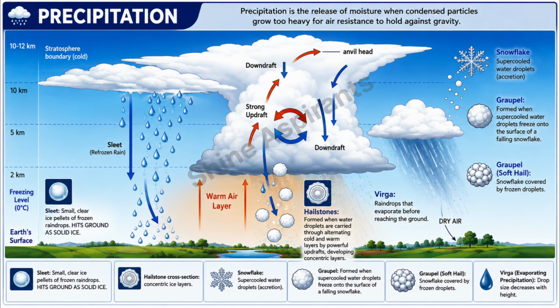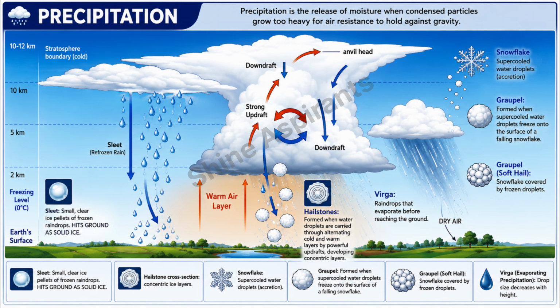Definition: release of moisture when condensed particles grow too heavy for air resistance to hold against gravity. Types of precipitation. Hailstones, formed when water droplets are carried through alternating cold and warm layers by powerful updrafts, developing concentric layers. Graupel, soft hail, formed when supercooled water droplets freeze onto the surface of a falling snowflake.